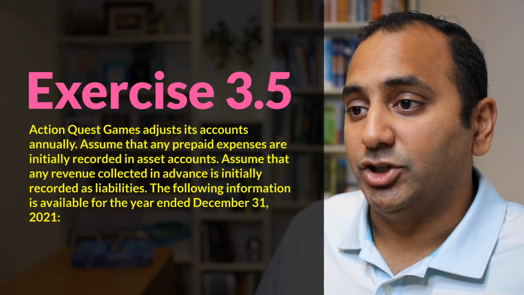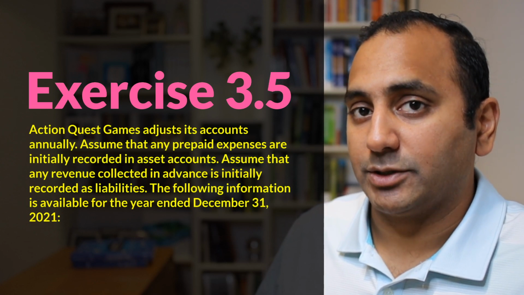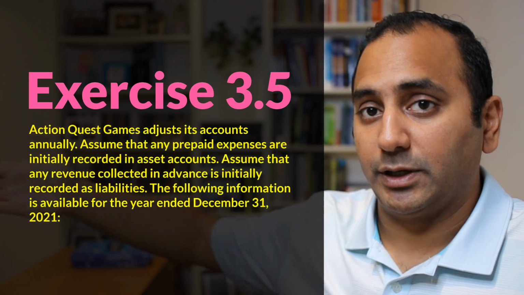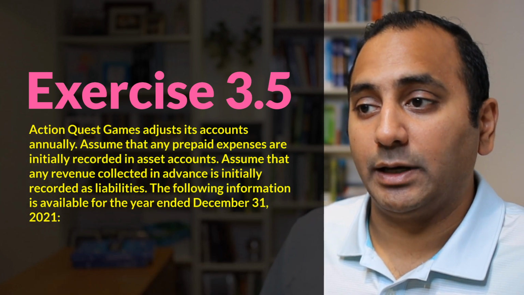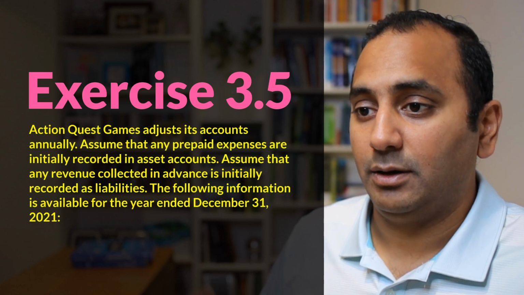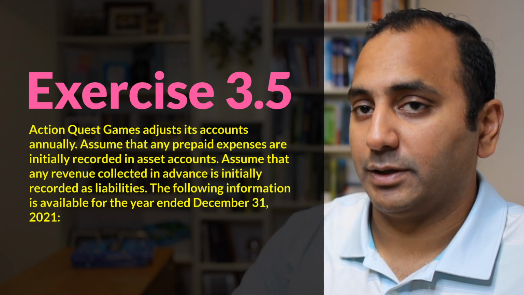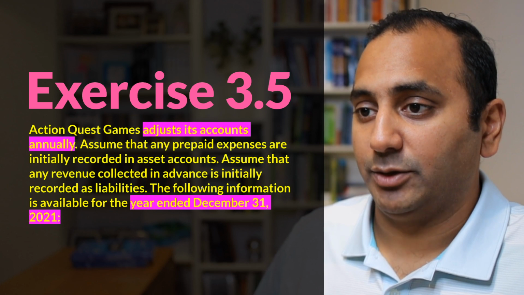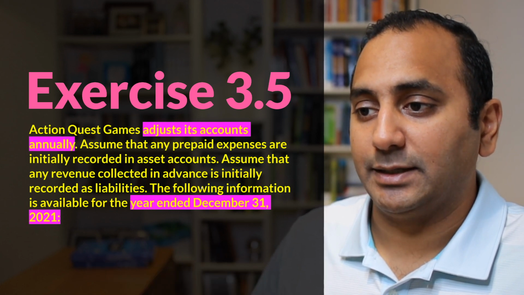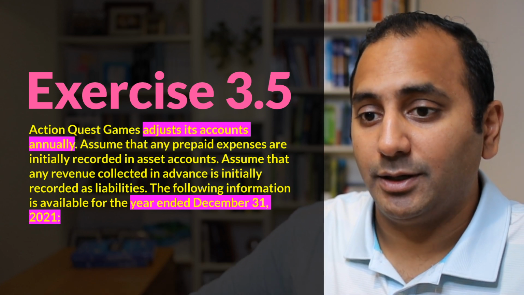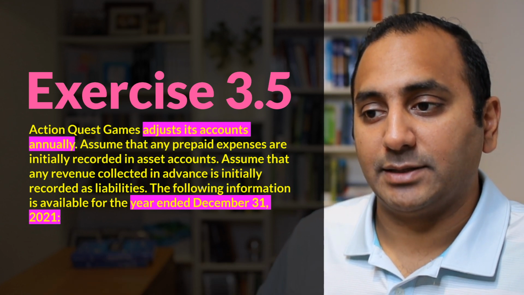Action Quest Games adjusts its accounts annually. Okay, so first of all, they're telling us that they're going to do this on a yearly basis. Assume that any prepaid expenses are initially recorded in asset accounts. Okay, so they're telling you a couple of really important things here. One, they adjust annually. Any prepaids are in asset accounts, and any revenues collected in advance, so if we get paid up front, they record those initially as liabilities.